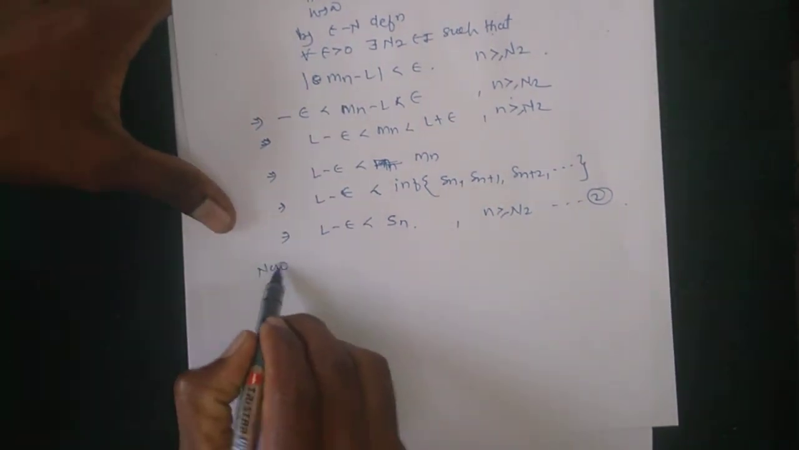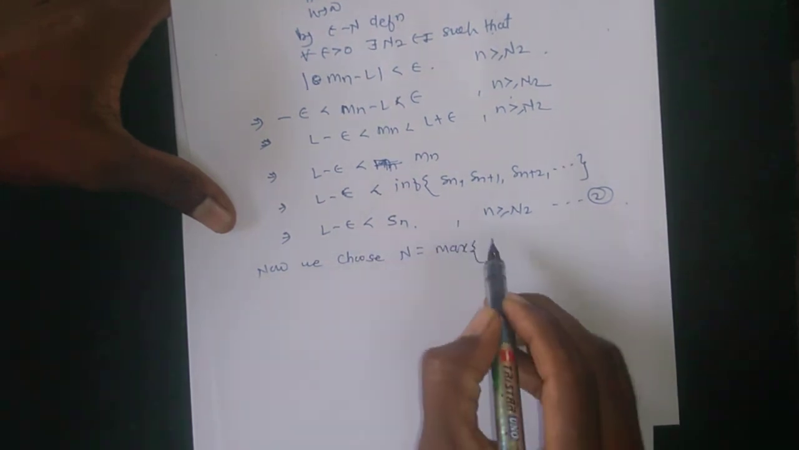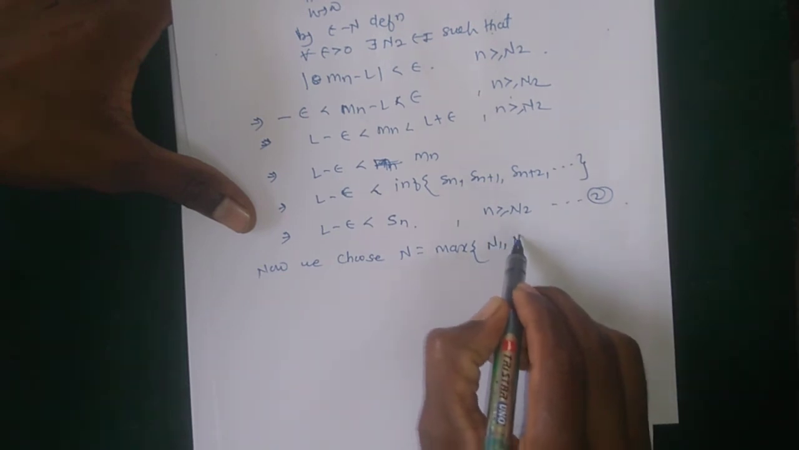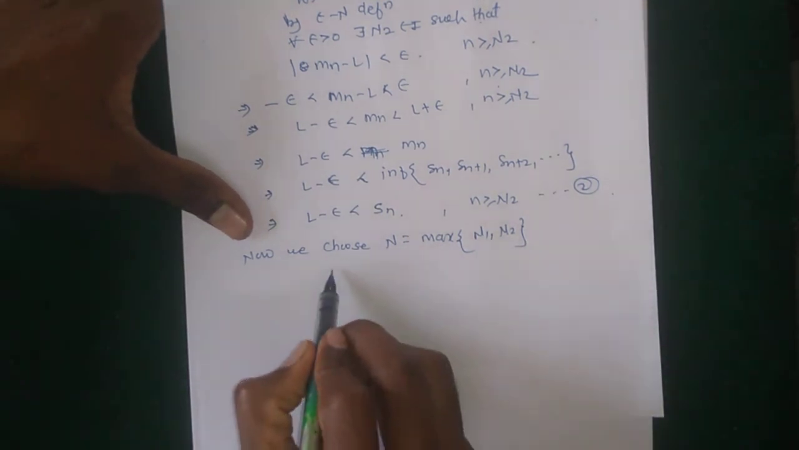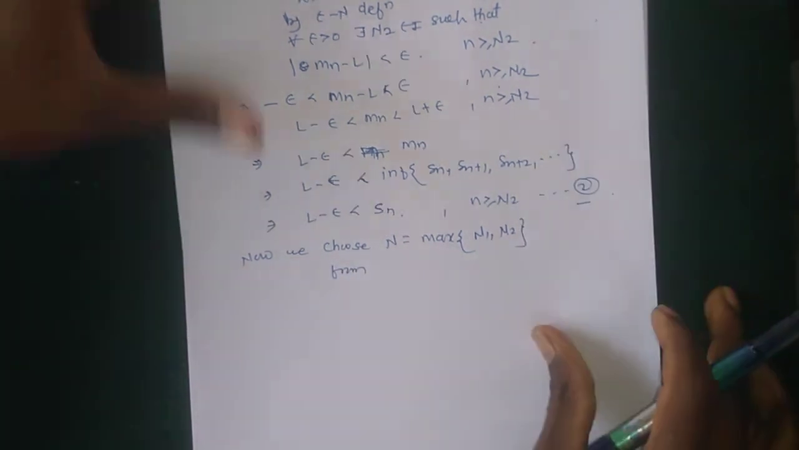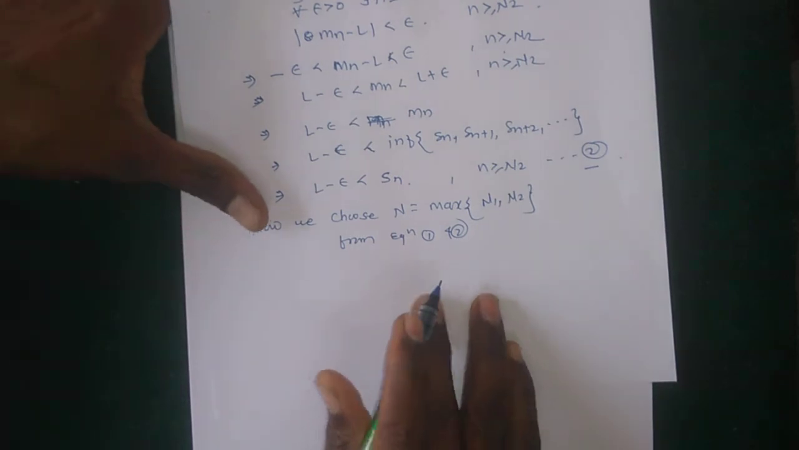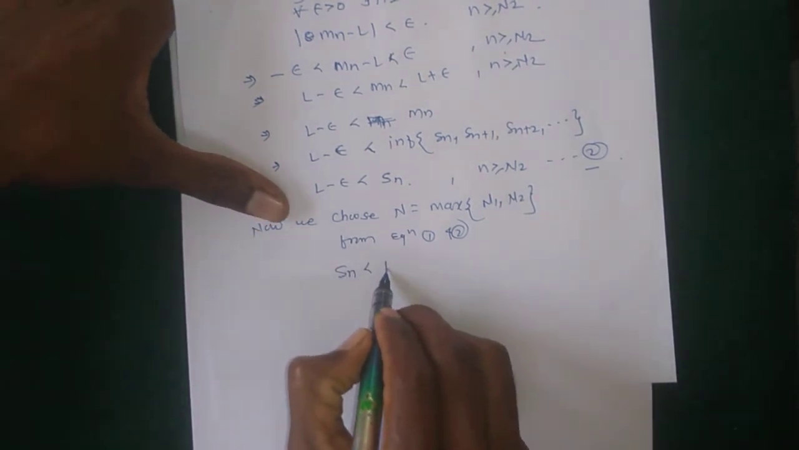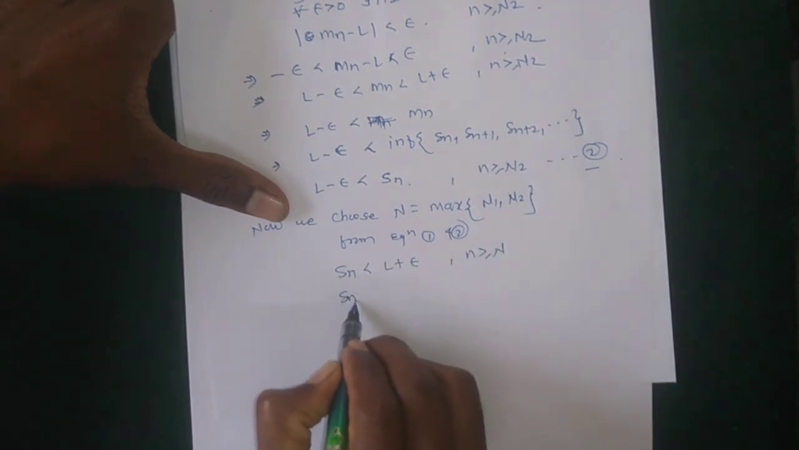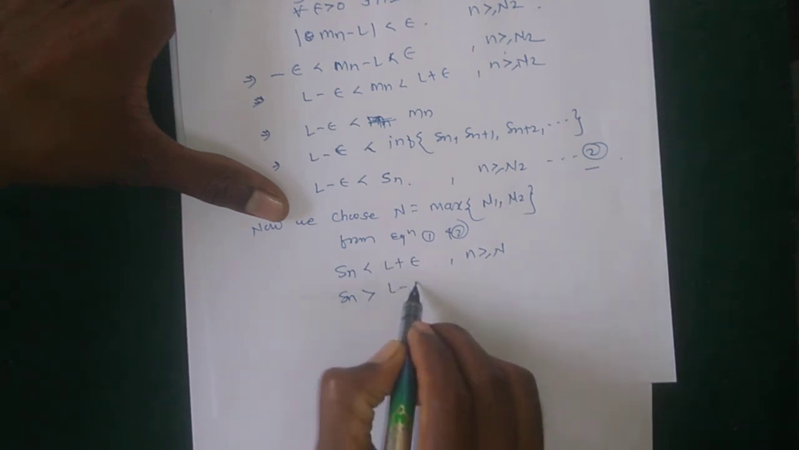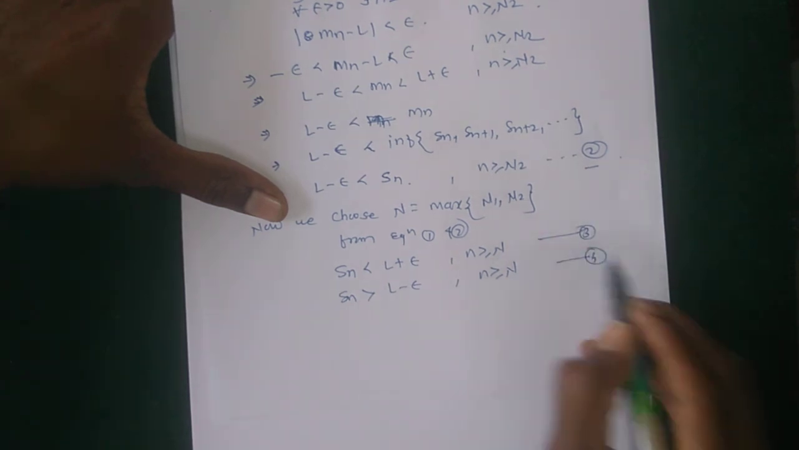Now we choose N equal to the maximum of n1 and n2. Choosing N equal to the maximum of n1 and n2, from equation 1 and 2, Sn is less than L plus epsilon whenever n is greater than or equal to N, and Sn must be greater than L minus epsilon whenever n is greater than or equal to N. This is equation number 3, and this is 4.